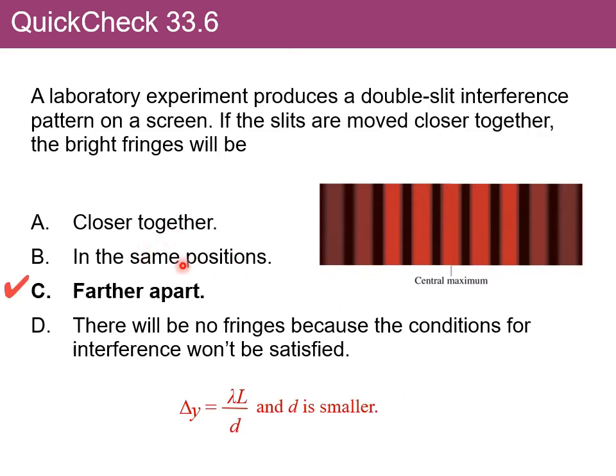The answer is that the fringes will be farther apart. Since delta Y equals lambda times L over D, the value of delta Y would be larger as D is decreased, while holding everything else constant.